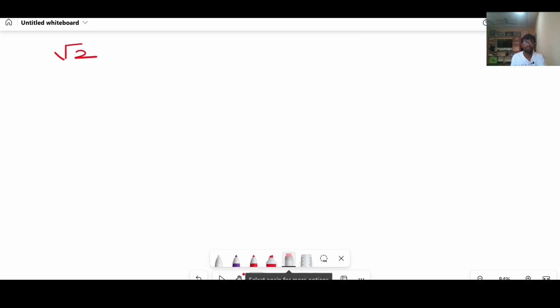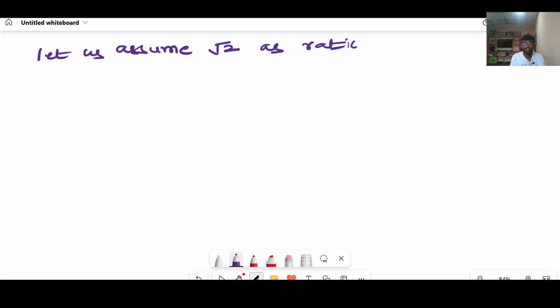Right, now let us assume root 2 as a rational number. Root 2 is a rational number, right? Now if it is a rational number, it can be in the form of a by b, right?